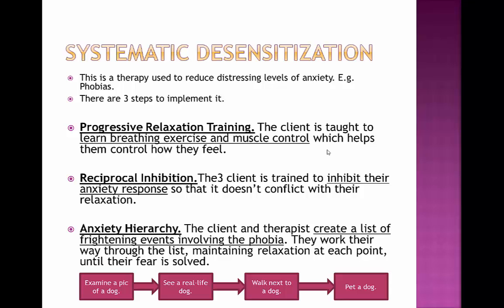So after they can control seeing a dog in real life and they can maintain their response, they're going to move on to walking next to a dog and ultimately petting a dog. Once we've met all of these checkpoints, we're going to reach the end where we'll be able to not have this phobia anymore, and as a result, the process of systematic desensitization would have removed the phobia which we have learned, and as a result, abnormal behavior will no longer occur.